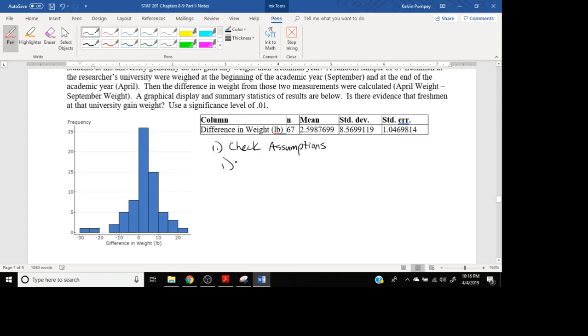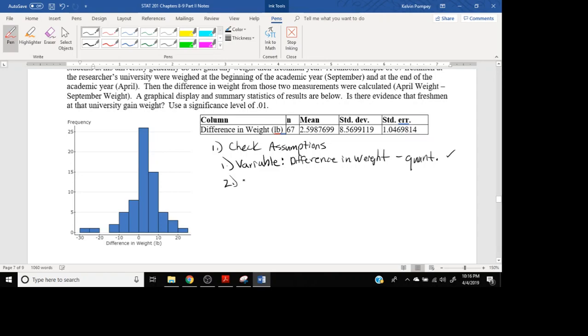Well, one, our variable is difference in weight. Difference in weight is numerical, right? That's quantitative. And so we satisfy that first assumption that our variable must be quantitative.